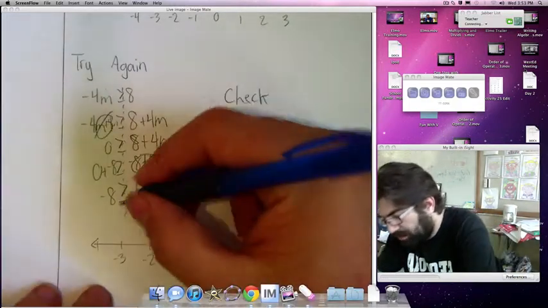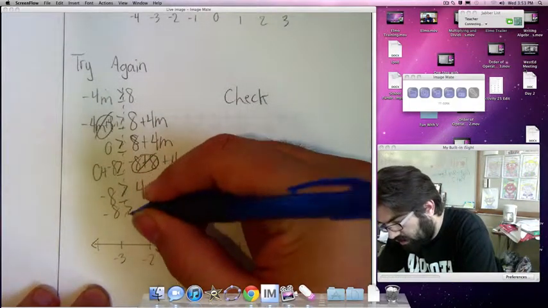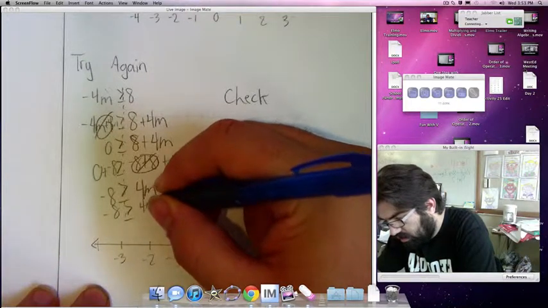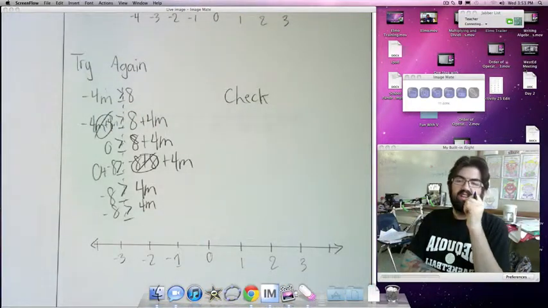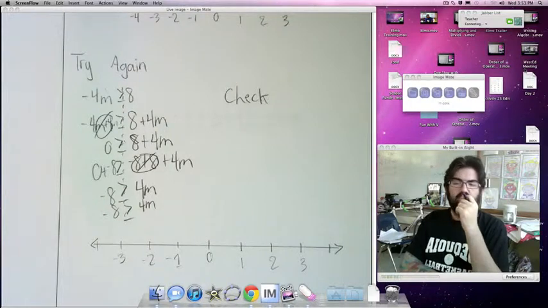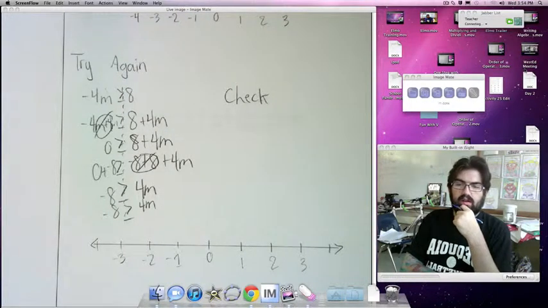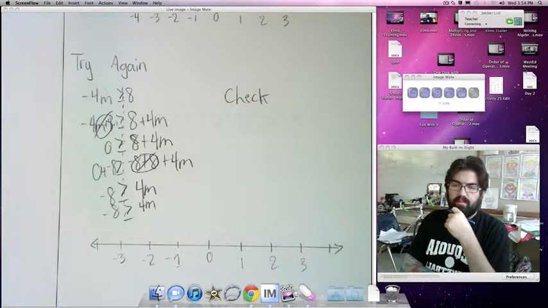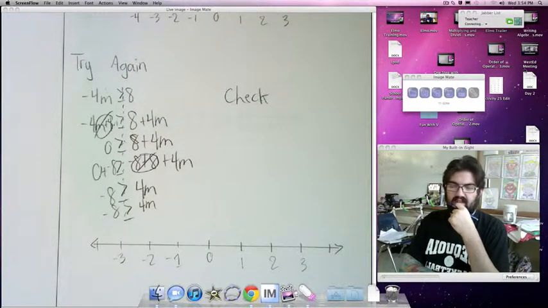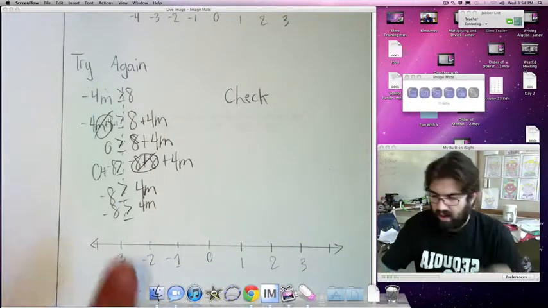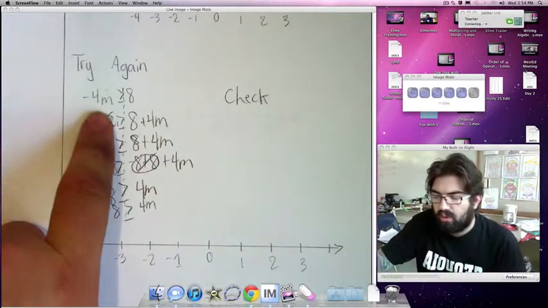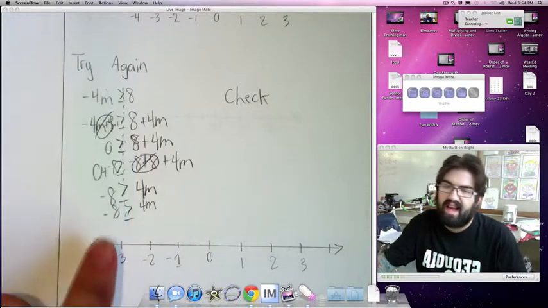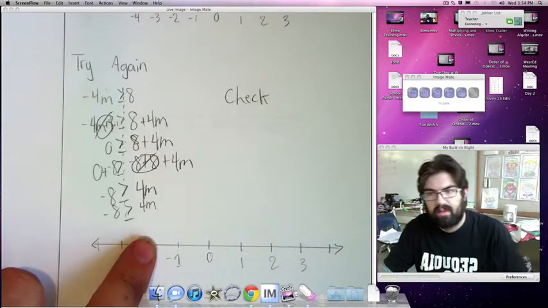I'm going to rewrite. Let's take a moment and think about what we just did. I got negative 8 is greater than or equal to 4m. Think about what the original problem was. That's saying negative 4m is greater than or equal to 8. Now we're saying negative 8 is bigger than 4m, right?